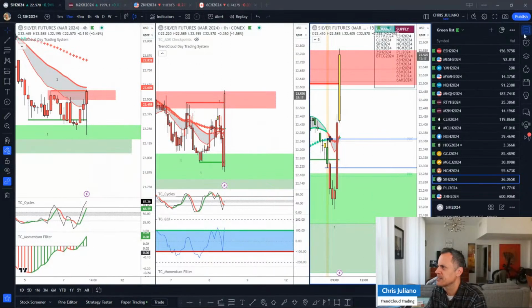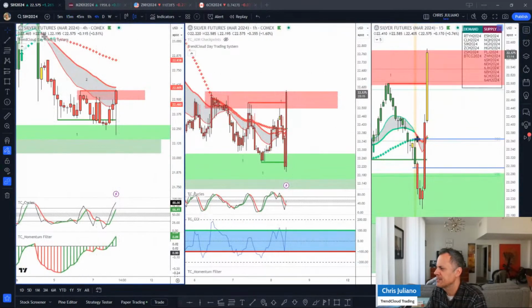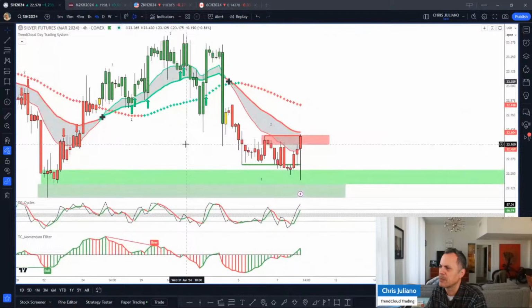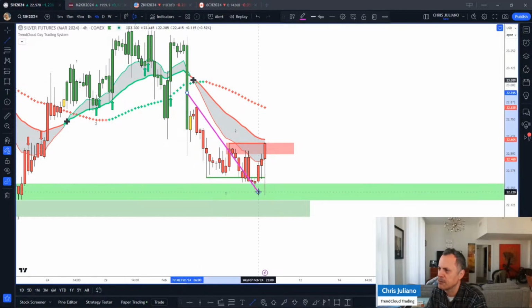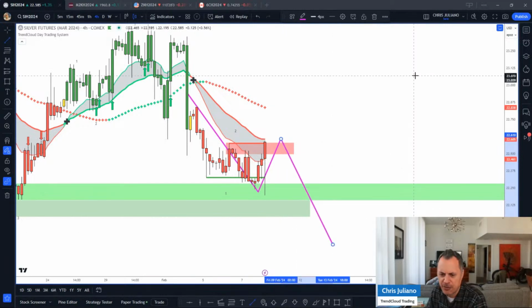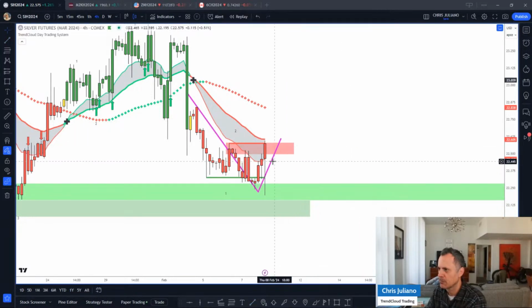The context of the high time frame here, the context of the high time frame is what? Right? It's down. Pulling back into the trend cloud. So here's impulse down, correction into the trend cloud, impulse down, right? Logically, that's what we're thinking. So when you're trying to get in on this trade, what are you going to do?